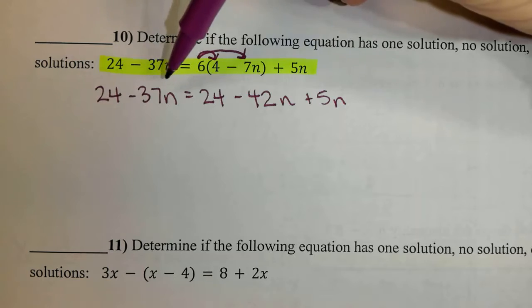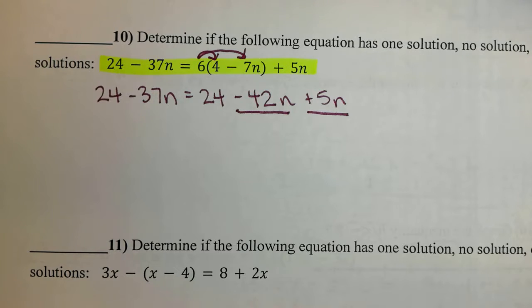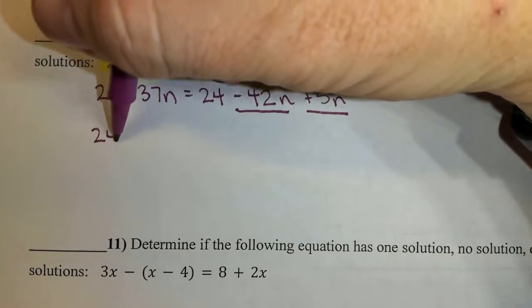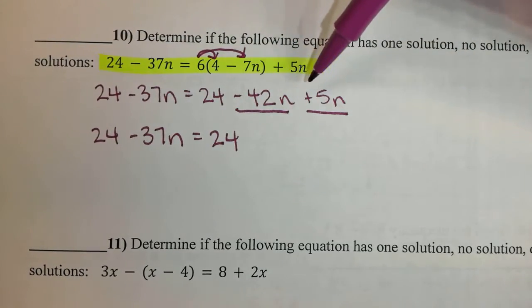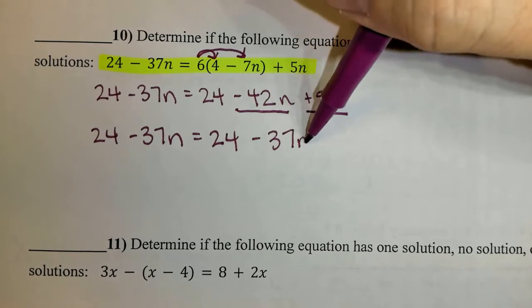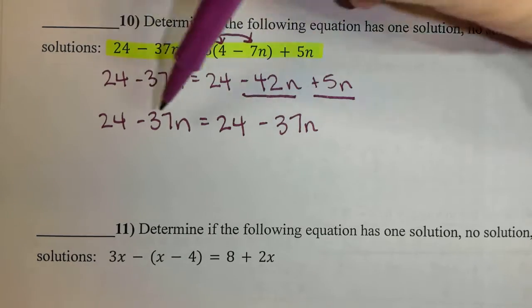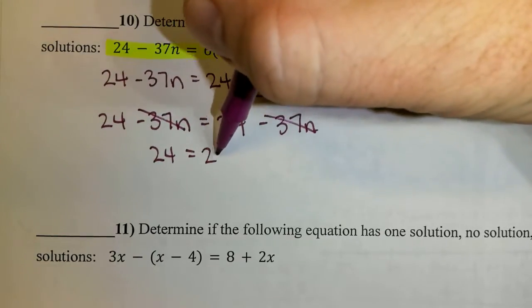Okay, so I distributed. Now look, I do have terms I can combine because they're on the same side. And if you combine like terms on the same side, don't change the sign. You're not moving these things, right? You're just putting them together. So the signs don't change. I have negative 42 plus 5. Well, first off, I'm going to write everything else first because none of this changes. Negative 42 plus 5 is negative 37n. And look, I have negative 37n, negative 37n, so those will go away. I'm left with 24 equals 24.